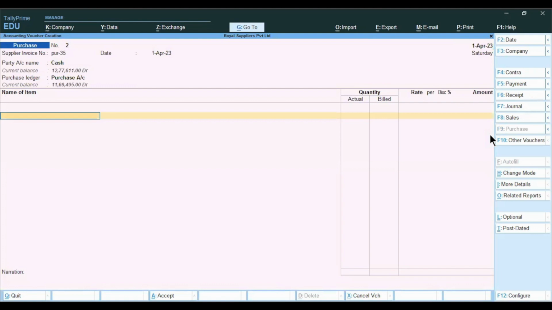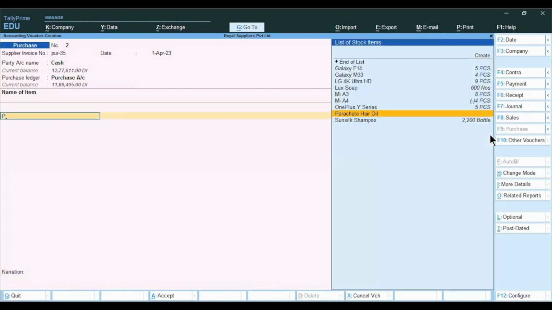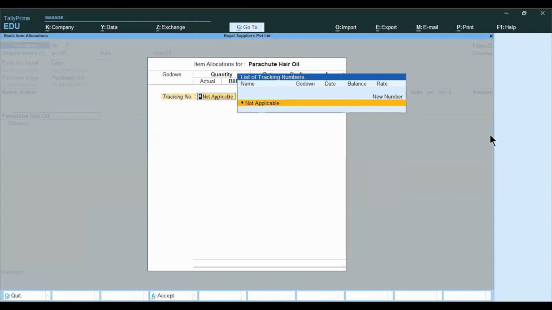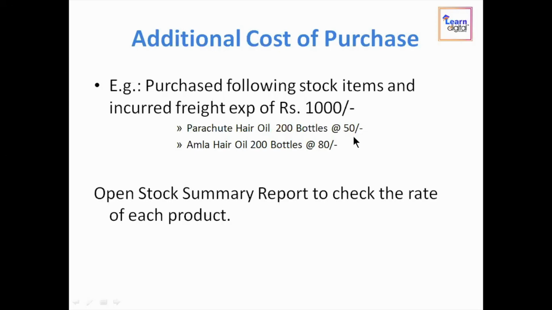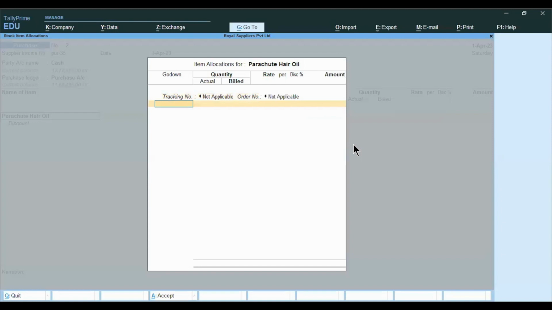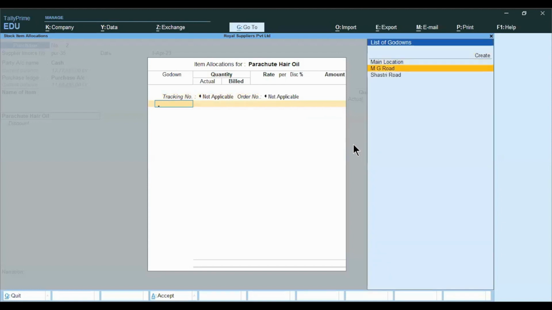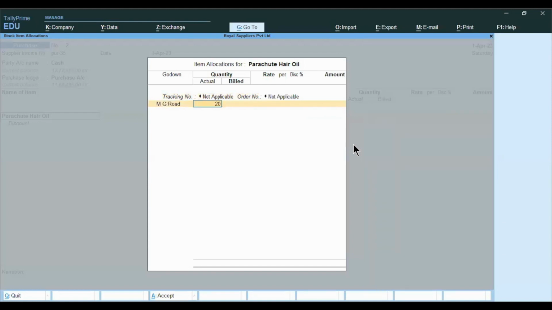Name of item, it's a parachute hair oil. How much quantity are we buying? 200 bottles at the rate of 50. No tracking available. We will store it at MG Road Godown, 200 bottles. Bill quantity and actual quantity are one and the same. Rate is 50 per bottle. No discount available. So I'm entering just a simple invoice, 200 bottles purchased at the rate of 50.